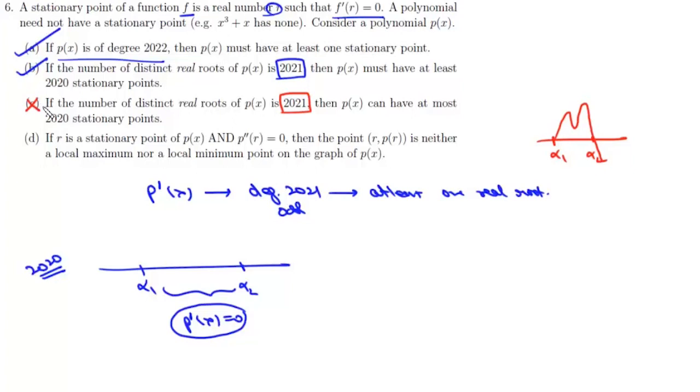Now the next one is, if r is a stationary point of px and the second derivative is 0, then this point is neither a local maxima nor a local minima. Now this is not true. If the second derivative is 0, that doesn't mean it is a point of inflection. It simply means that the second derivative test fails and we have to check it using either the nth derivative test or the first derivative test to ascertain whether it is a maxima or a minima or a point of inflection. So it is not true for all the cases.